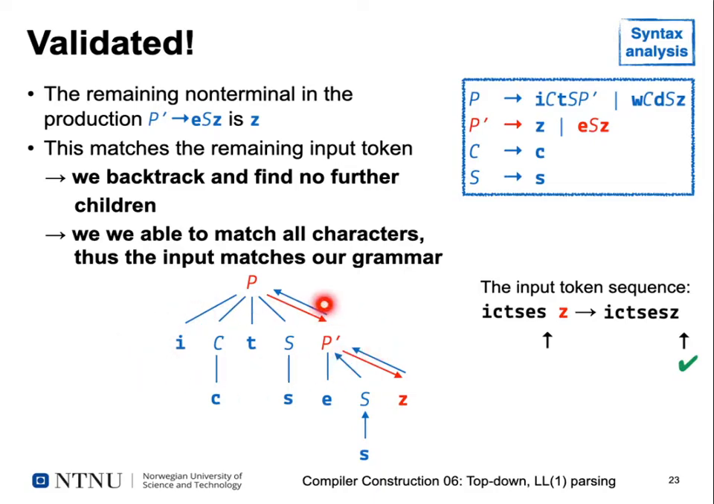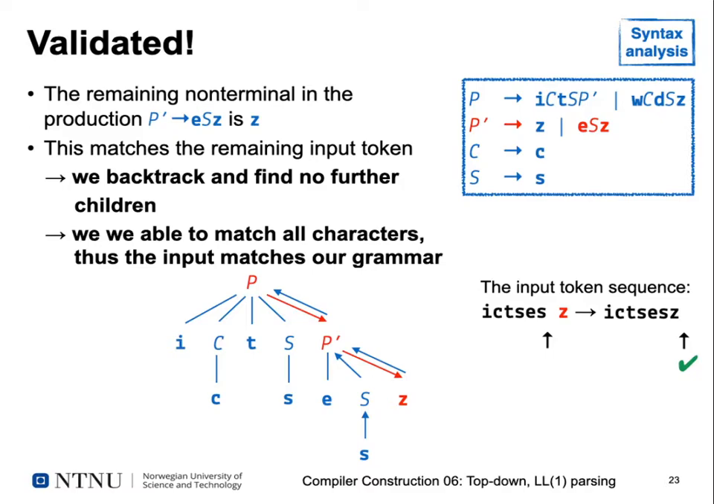We can move back to P, and when we've resolved everything and find no further children, and we haven't found any error, meaning any step in which we couldn't apply any of the possible productions, we know we were able to match all of our characters. So we know the input matches our grammar, and we can say, hooray, yes, we've successfully matched the input token sequence ICTSESZ to the grammar, and we've built a derivation so we know how it fits and which rules were applied in sequence.